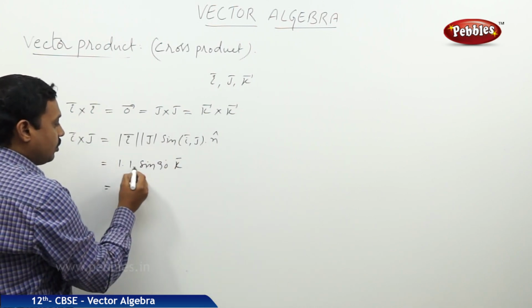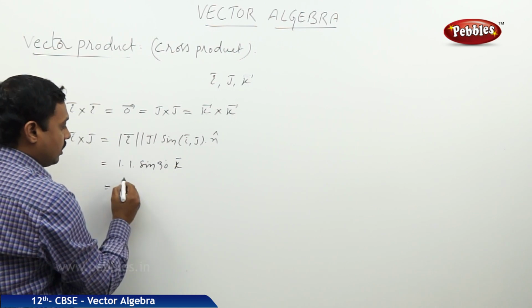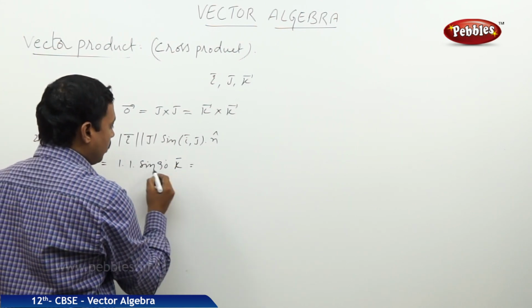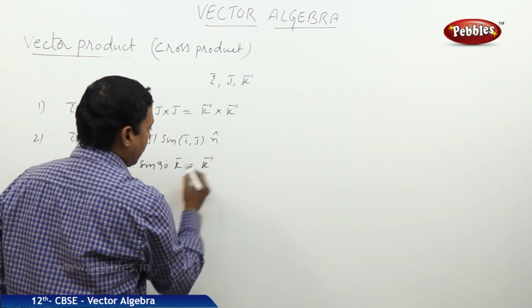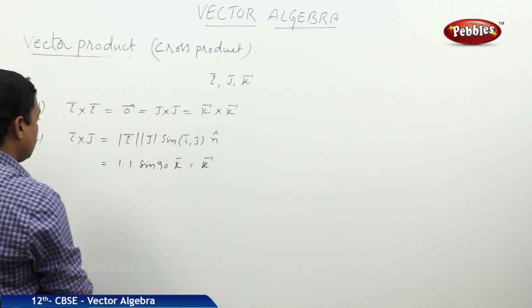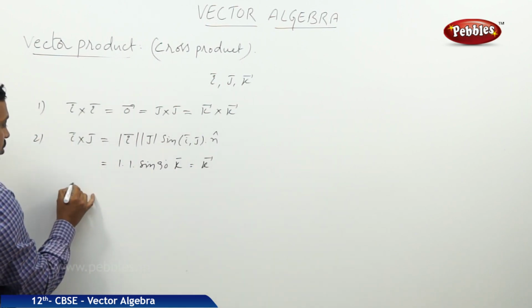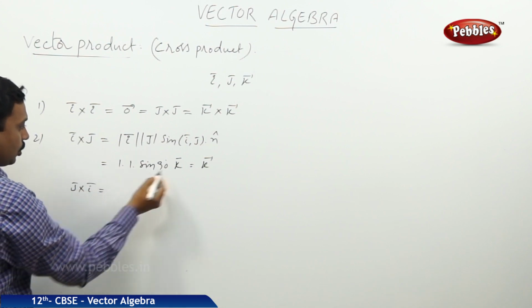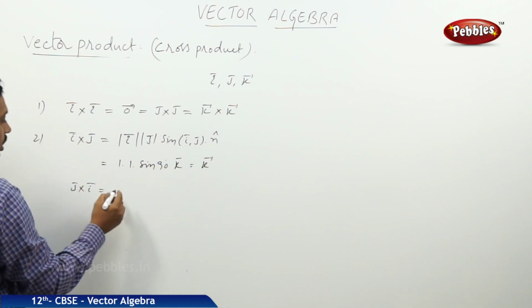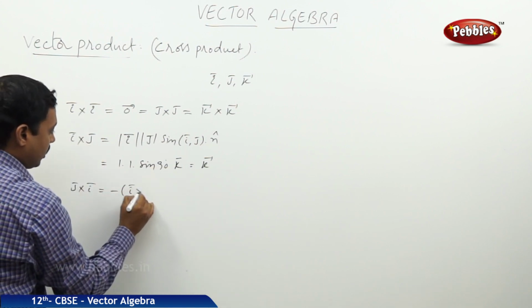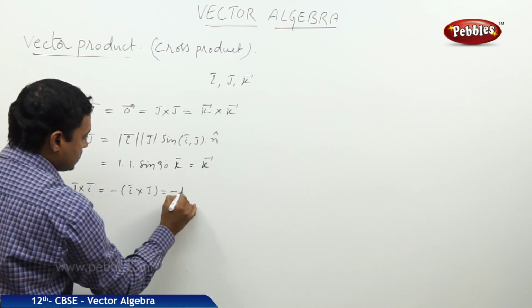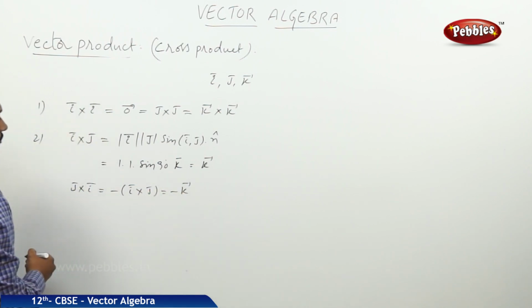Therefore, 1 into sin 90 value is also 1. So all are equal to 1 into k bar, which equals k bar. In the same way, j cross i is equal to minus of i cross j. Hence, it is equal to minus k bar.